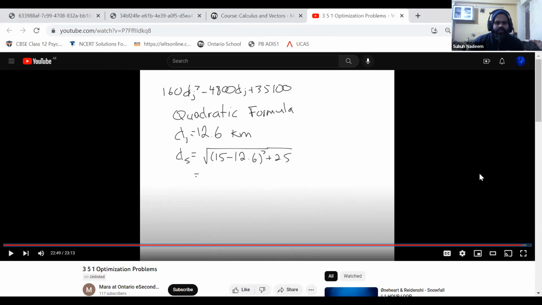12.6 is correct. That is what we are also getting, 12.63, and we are getting 5.53. So they have rounded off to 1 decimal place. We have rounded off to 2 decimal places. So they are saying he should jog for 12.6 kilometer and swim for 5.5 kilometer to minimize his travel time. We said that he will jog for 12.63 kilometer and swim for 5.53 kilometer. Okay. Fine.